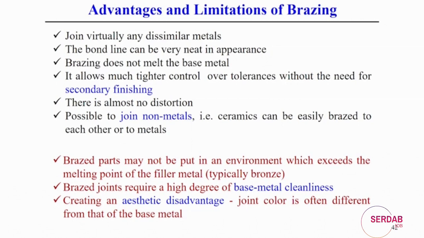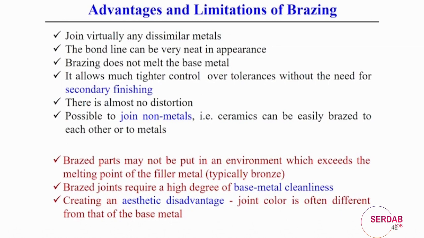Of course, there is no distortion or almost no distortion in this process, and the brazing process is also applicable to join non-metals. Ceramics, for example, can be easily joined to each other by the brazing process, or ceramics can be joined with other metals simply by the brazing process. So, these are the typical advantages of the brazing process.